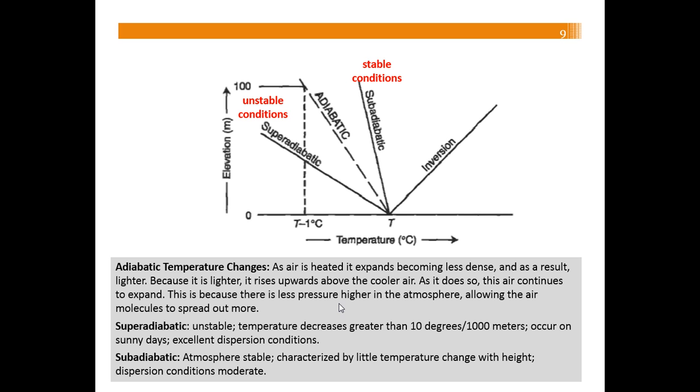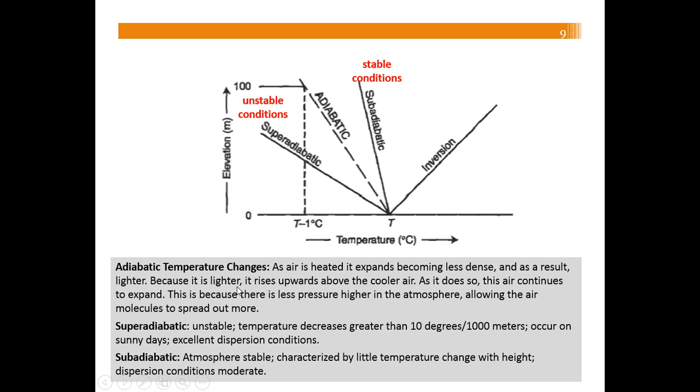Now let's look at some details as to how temperature changes with elevation. Alright, so we have our graph here, y-axis elevation, x-axis temperature. Right, so I have some definitions right here on the screen for you. So the adiabatic temperature changes. As the air is heated, it expands, becoming less dense, and as a result lighter. Okay, because it is lighter, as you go higher into the atmosphere, the temperatures begin to decrease, right?